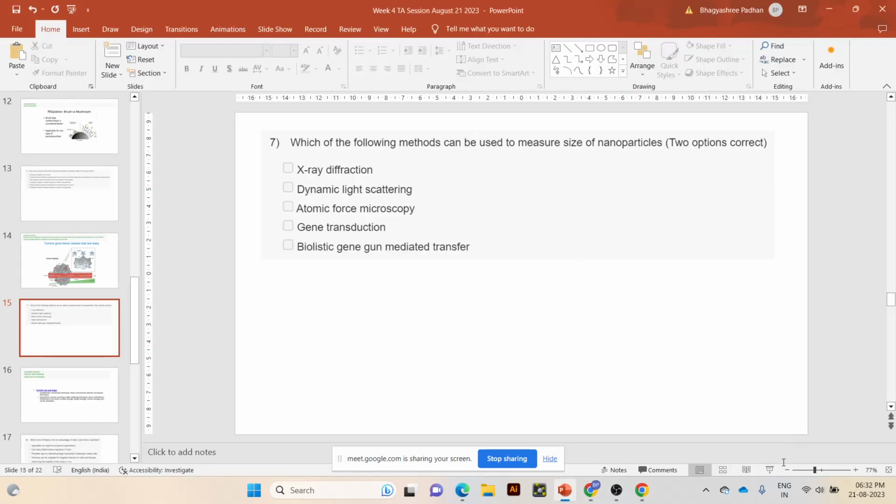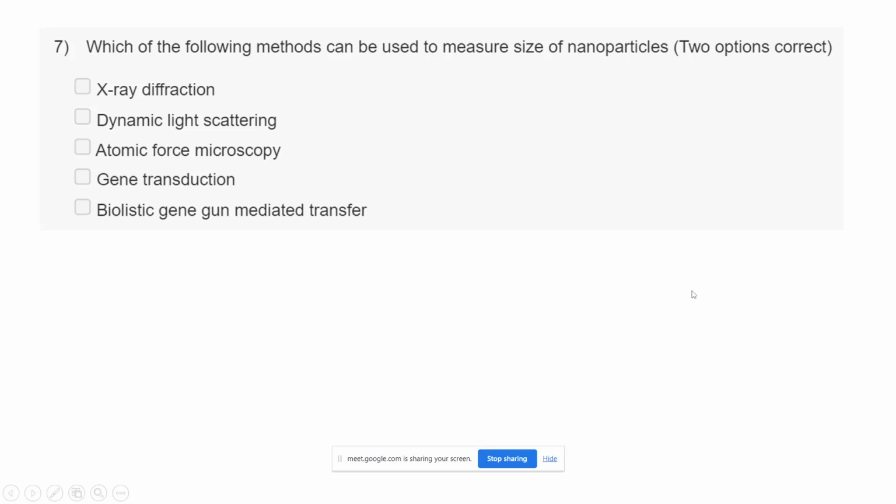Okay, so the next question is, which of the following methods can be used to measure size of nanoparticles? You have to select two options. Options are X-ray diffraction, dynamic light scattering, atomic force microscopy, gene transduction, ballistic gene gun mediated transfer. Which of the following methods can be used to measure size of nanoparticles? Second and third option.